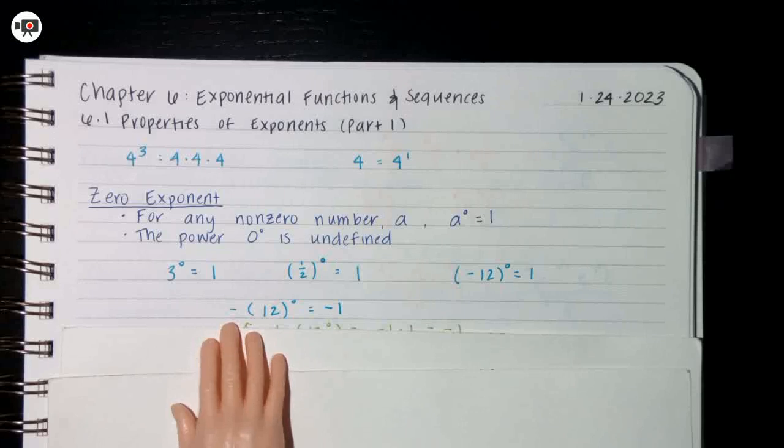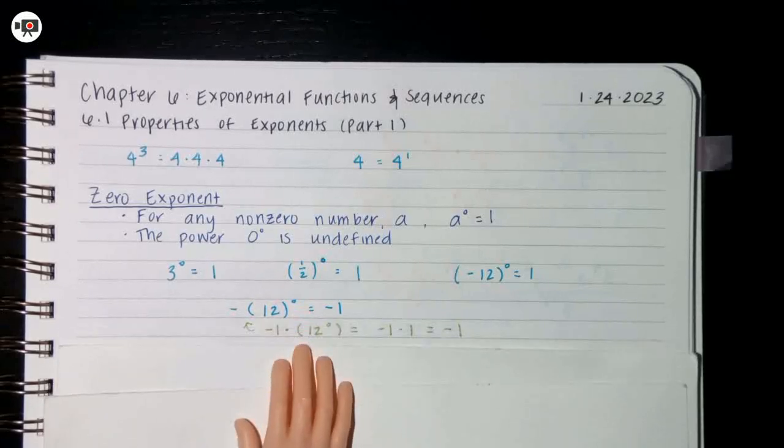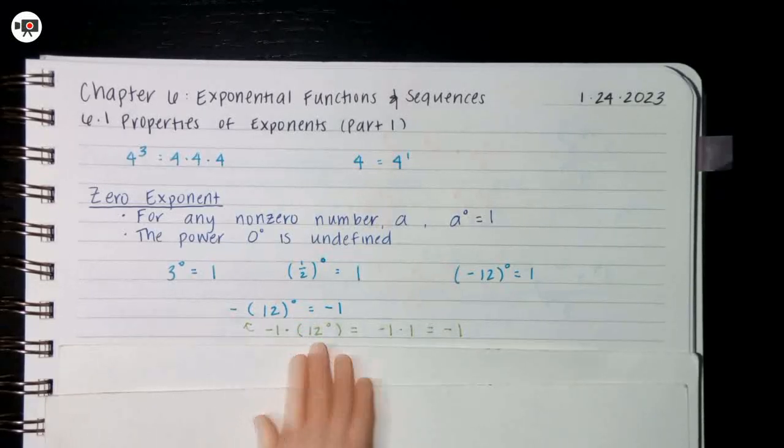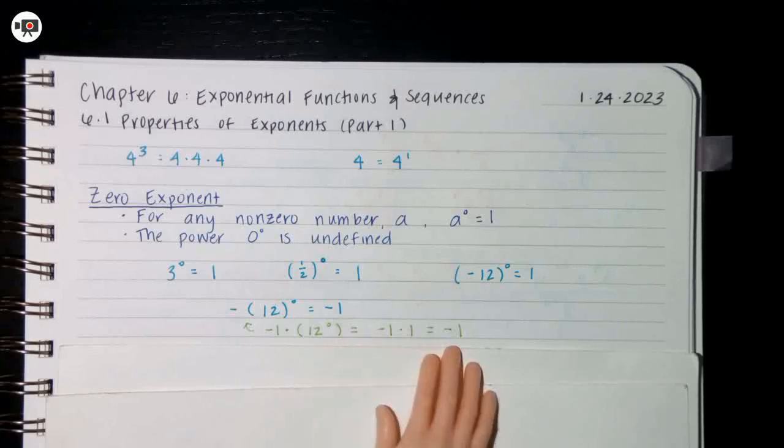If I have negative of 12 to the 0 power, that's like negative 1 times 12 to the 0. Negative 1 times 1 is negative 1.